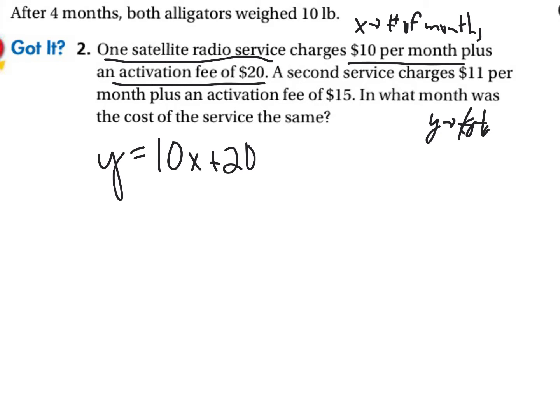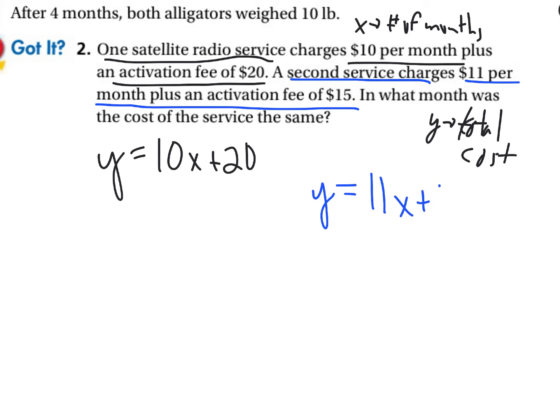Okay, we'll want to define those a little bit nicer maybe than what I'm doing here quickly. But then our second service, it's $11 a month plus activation fee of $15. So that equation would be y equals 11x plus 15.